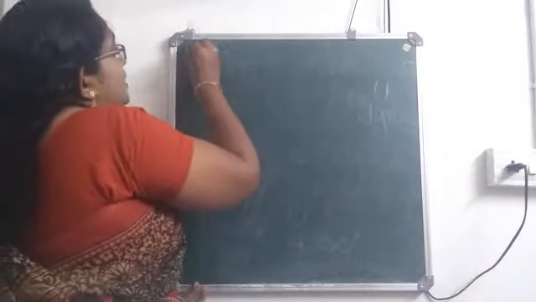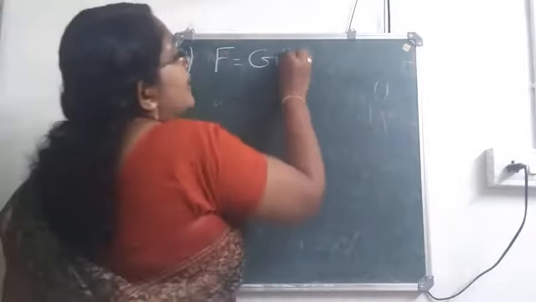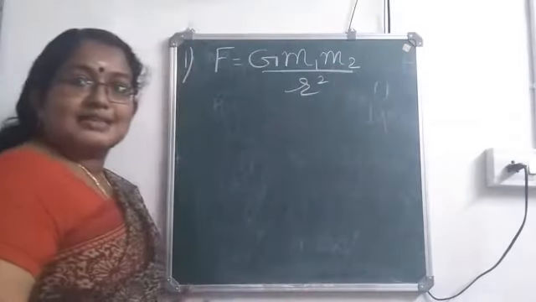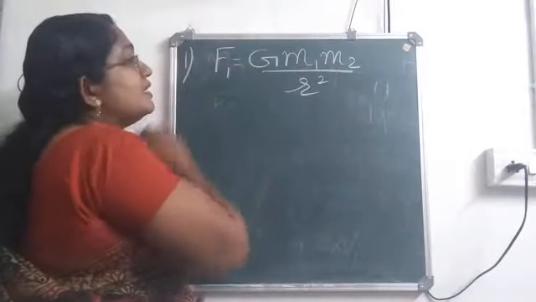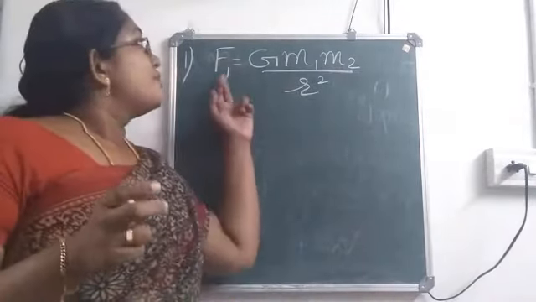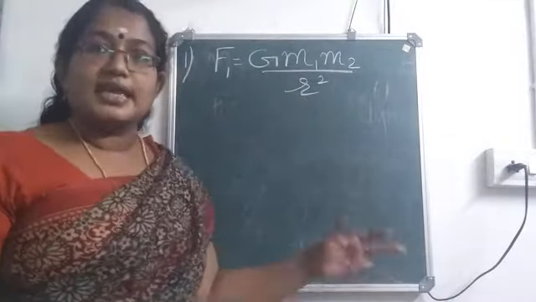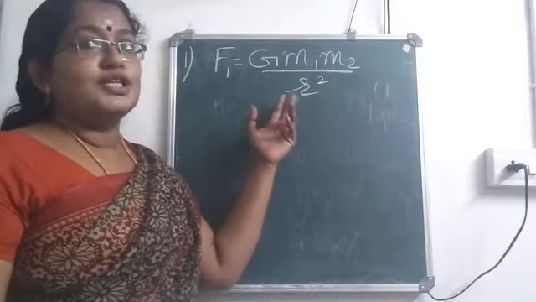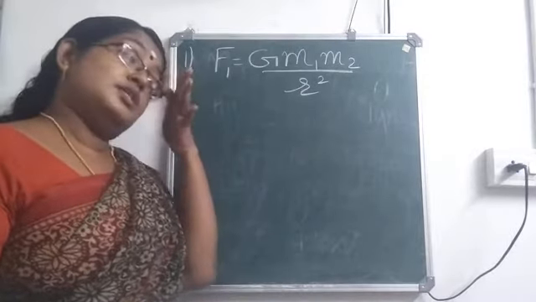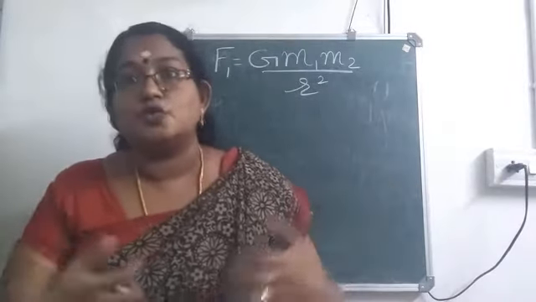So what is our equation? Our standard equation is F is equal to G M1 M2 by R square. This is our standard equation, so this is the first case. I have taken it as F1. So first we are considering the standard form. We are having two bodies of masses M1 and M2 separated by a distance R. So the standard equation is F is equal to G M1 M2 by R square. I have given it as F1, the force between the two.